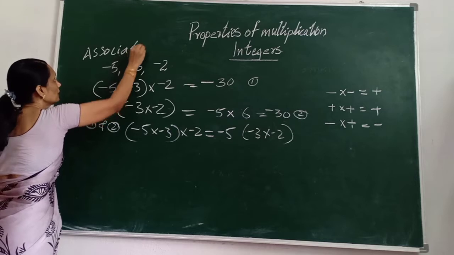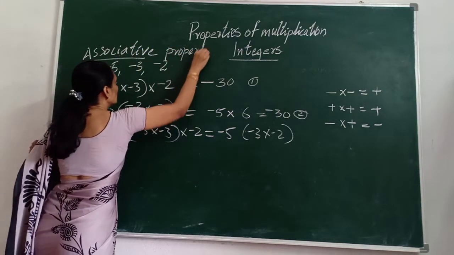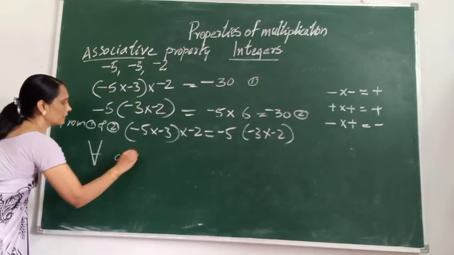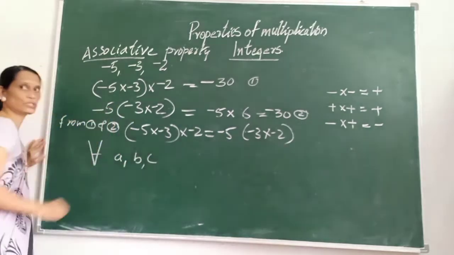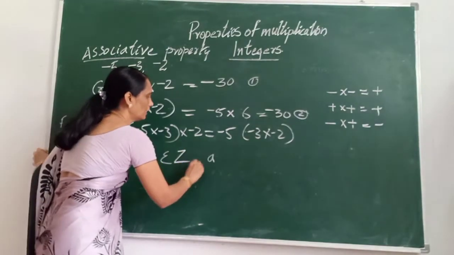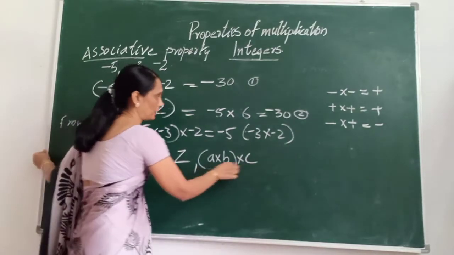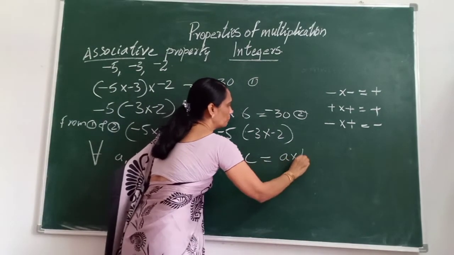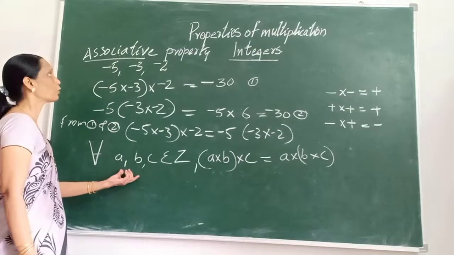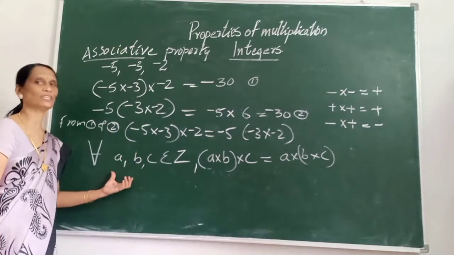Associative. What property? Associative property. So in general we can write like this: for all a, b and c, which are elements of integers, (a × b) × c is equal to a × (b × c). This is a general rule for associative property under multiplication of integers.